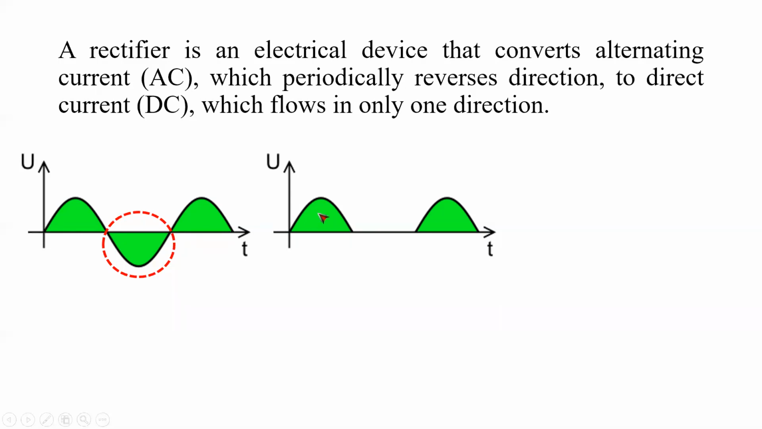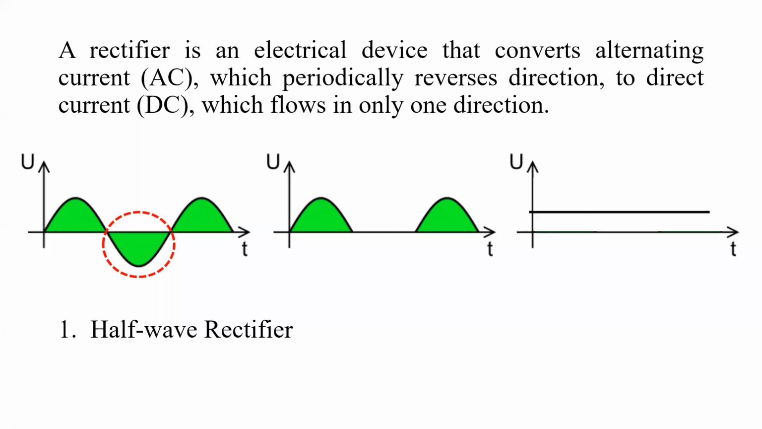But actually our actual DC doesn't look like this. It actually looks like this, that means a fixed value. We will see how to convert this to that, but at first, let's delete the negative portion. That is how you can make your AC to DC.